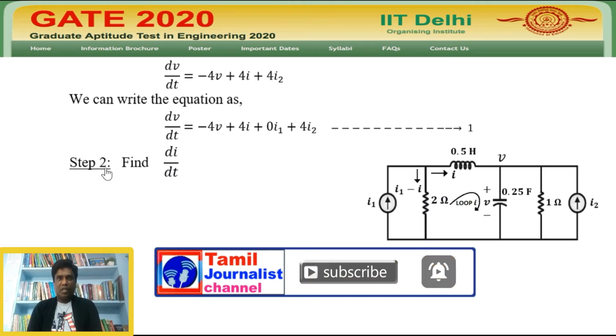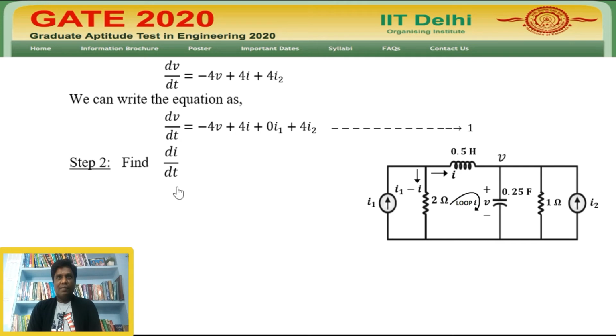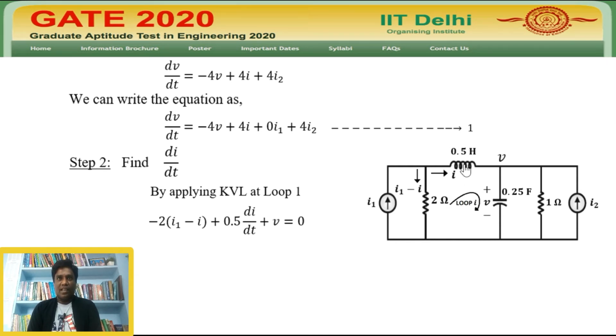Next, step number 2. Here we are going to find dI by dt by applying KVL at loop number 1. In this loop, the first element, the current through the 2 ohm resistor, is I1 minus I, which is in the opposite direction of the loop current. So the voltage drop across the resistor is minus 2 into I1 minus I. The second element, the current through the 0.5 Henry inductor, is I, whose direction is the same as the loop current. So the voltage drop across the inductor is plus L into di by dt, or plus 0.5 into di by dt.